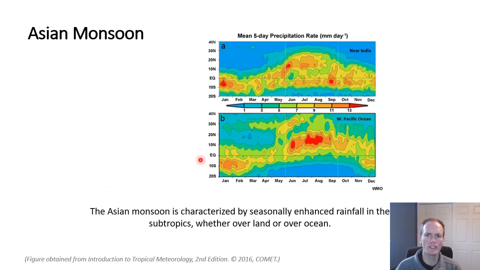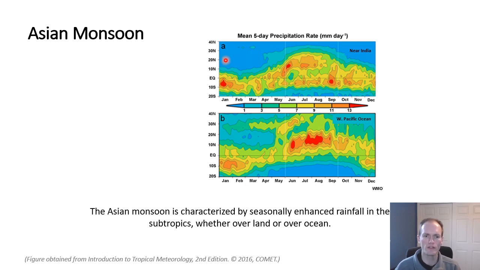In terms of precipitation associated with the monsoon, in the top panel we're looking near India, and in the bottom panel we're looking in the western Pacific Ocean, where you have rainfall rates in millimeters per day. So the warmer colors indicate more rainfall. Here, if we focus on the period of the beginning of June through the end of September in both panels, note how we have enhanced precipitation offset from the equator in the range 10 to 20 north in the western Pacific Ocean, as well as about 10 to 20 north, maybe 25 north over India.